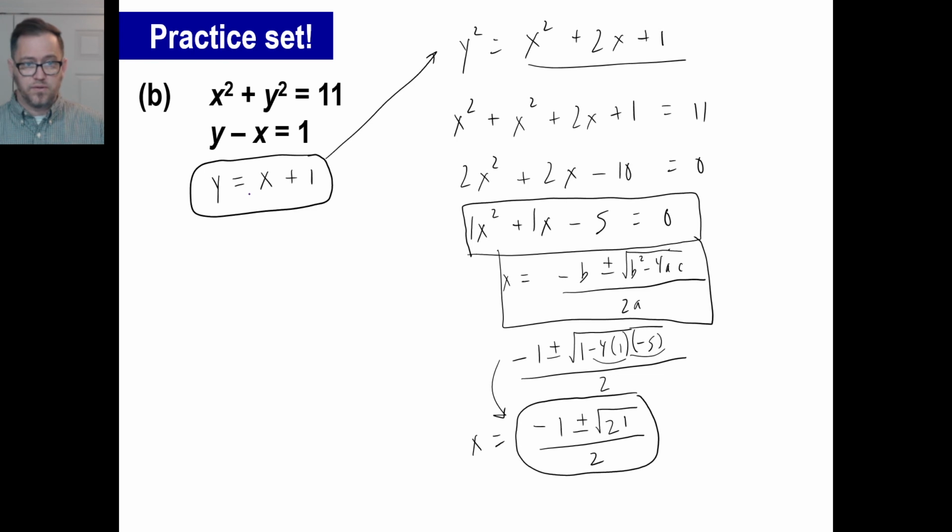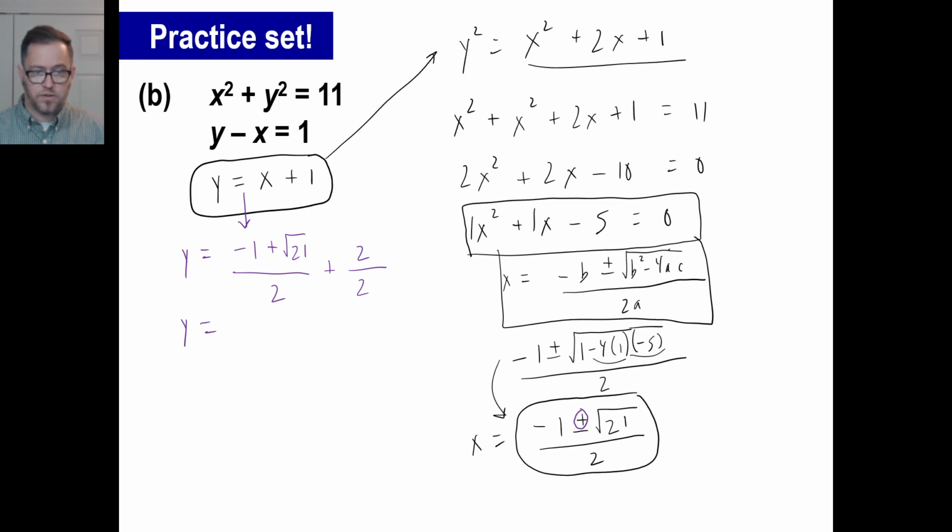Here they are. We can use this right there and just plop that x right in there. We'll do the plus first. So y is equal to -1 plus the square root of 21, all over 2, and then plus 1. I'm just going to skip a step here and write +2 over 2. Then that's pretty simple: -1 plus 2 is just 1. So y is 1 plus the square root of 21 over 2. There we go, that's my first y.